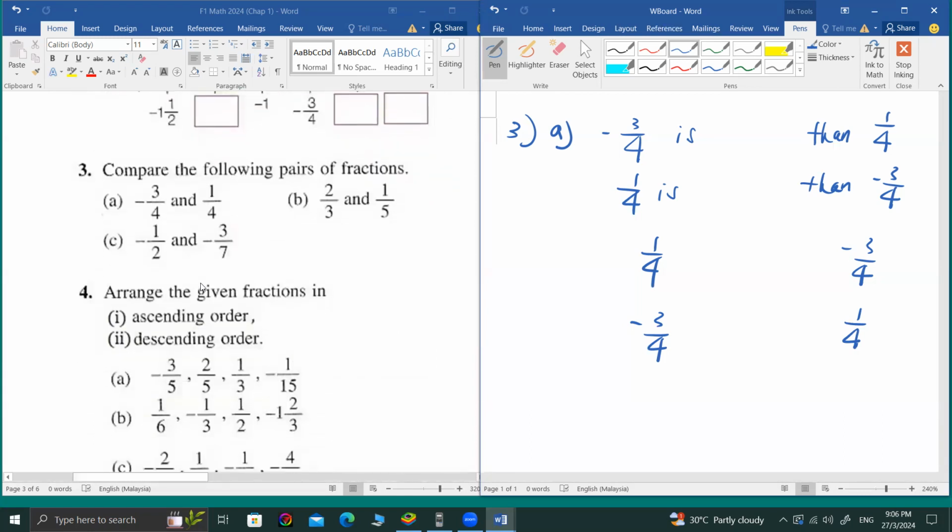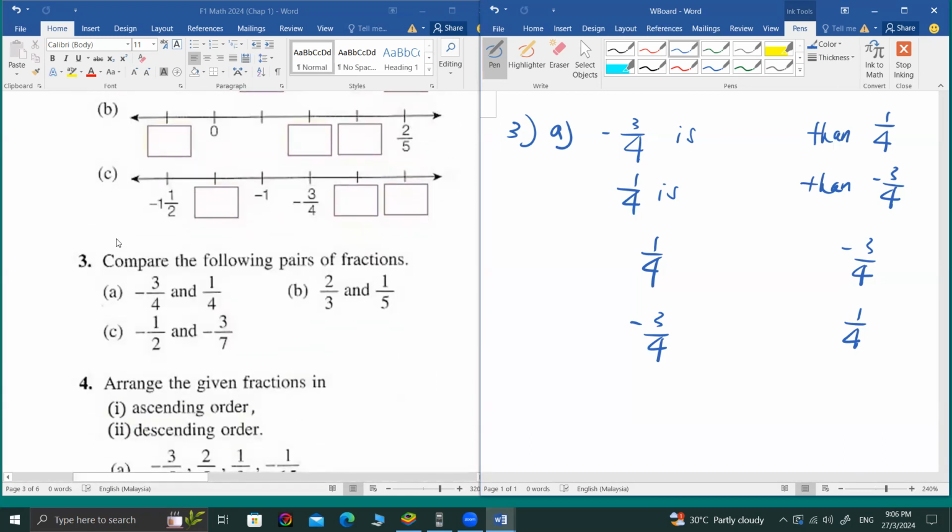And number 3, what I want you to do is, listen, compare the following pairs of fractions. All of you see here. 1, 2, 3, 4 ways to write. But you don't write all 4, you write 1 only. You choose which one you feel you want to write. Okay, how? Negative 3 per 4 is, when I say compare, greater or smaller? Of course, the negative for sure is what? Negative for sure is the smaller one. So when you say negative 3 per 4 is smaller.